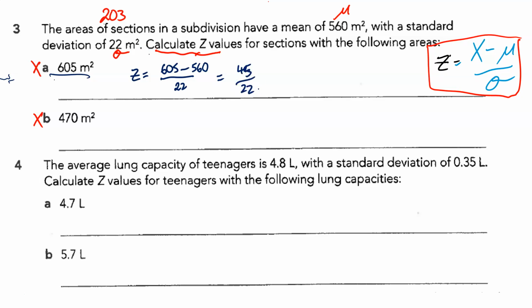The reason why I like to do that is it gives you a good idea on what you think the answer should be. So it should be pretty close to 2. Double 22 is 44. So 45 is going to be slightly more than that. So 45 divided by 22 is 2.045 to 3 decimal places. Now the reason why we round to 3 decimal places is our tables only go to 3 decimal places. So there's no point going further than that.